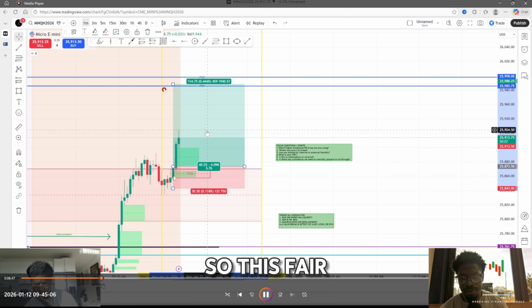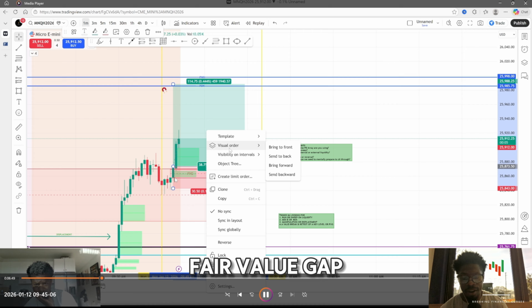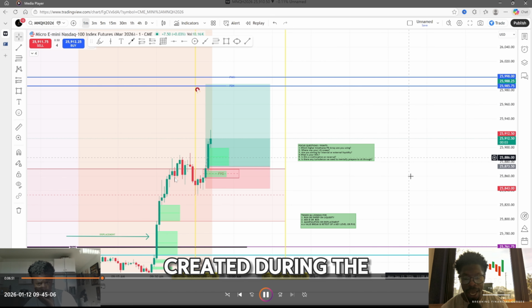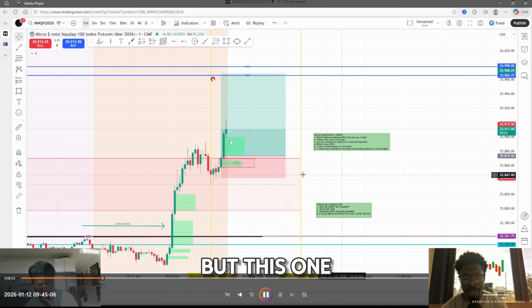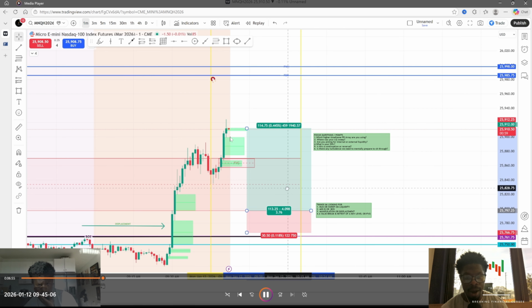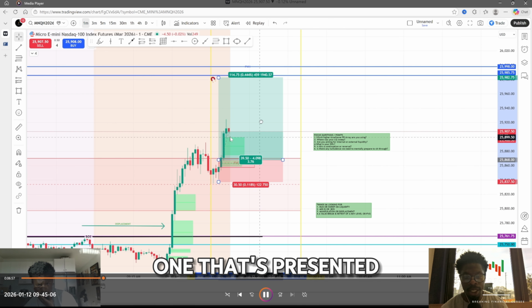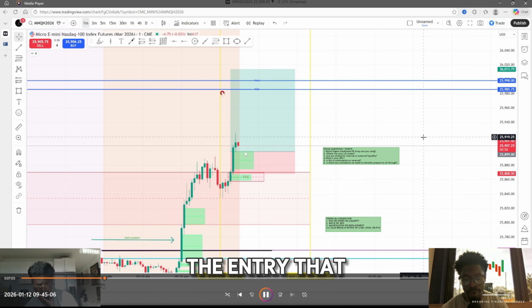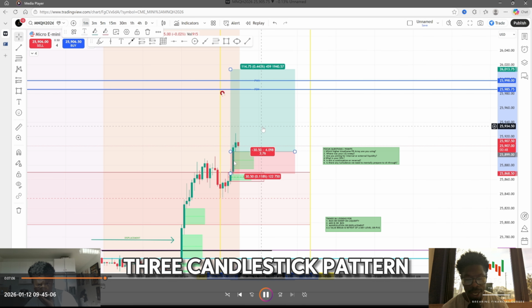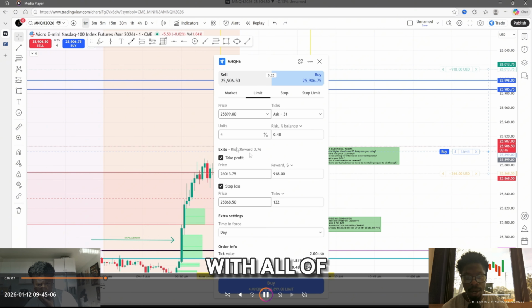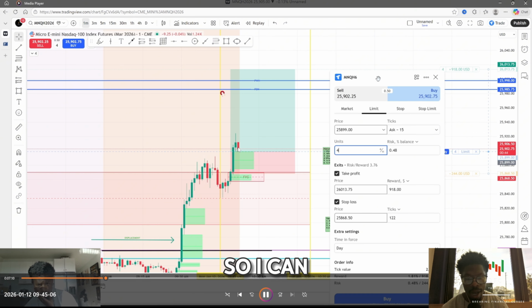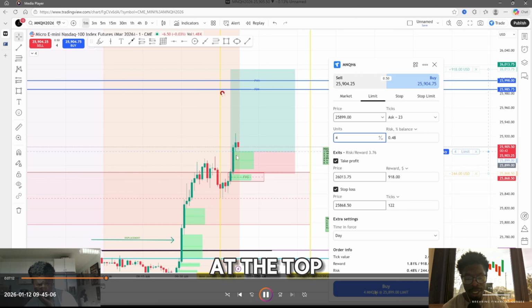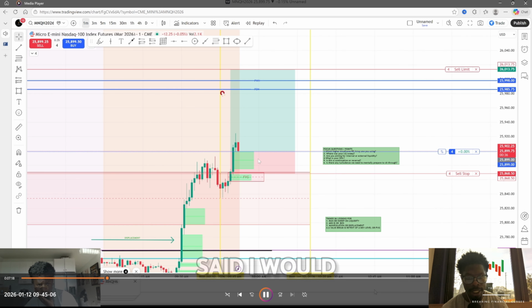So this fair value gap down here was the first fair value gap that was actually created during the macro. But this one right here, we're using the first one that's presented and mitigated as well, right? So this is the entry that we're looking at as of right now. We got a 3 candlestick pattern sequence with all of them being green. So I can go ahead and enter aggressively at the top of this bullish fair value gap, which is why y'all see me getting in with the limit order like I said I would.